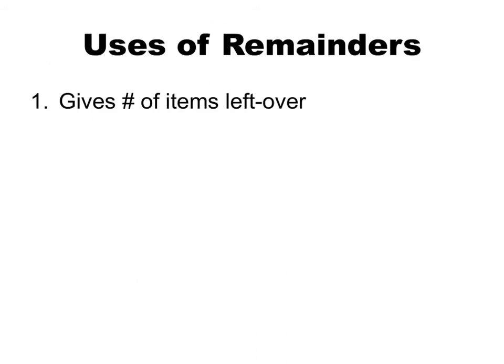So this problem here illustrates our first use of a remainder. In this problem, the remainder gives the number of items that were left over after we distributed what we could equally. Now we're going to have a total of 3 different uses of remainders. Our second example is going to illustrate our second use.